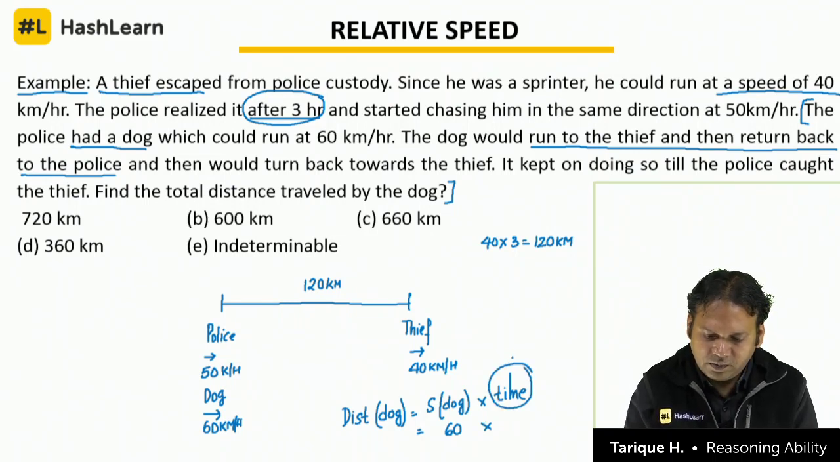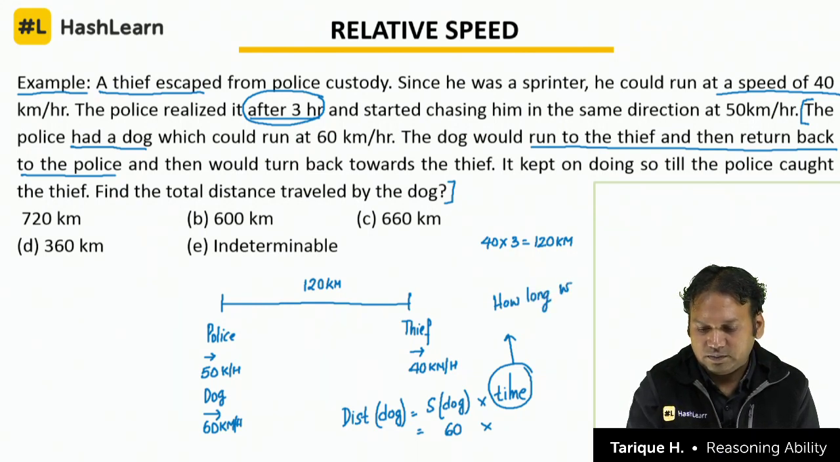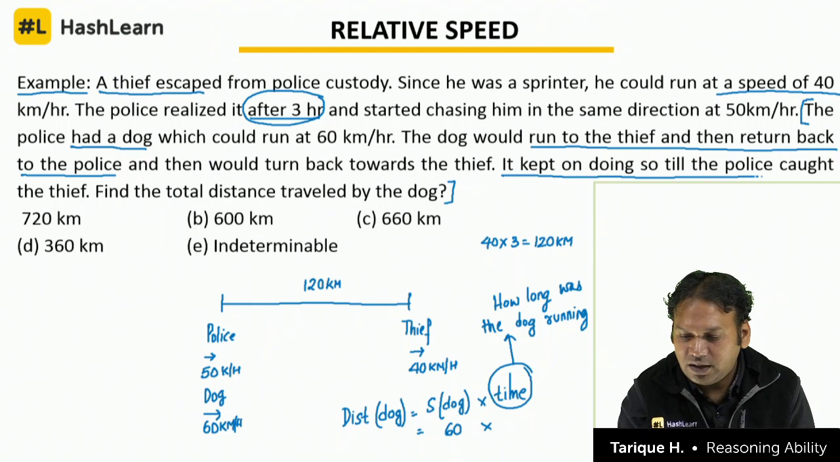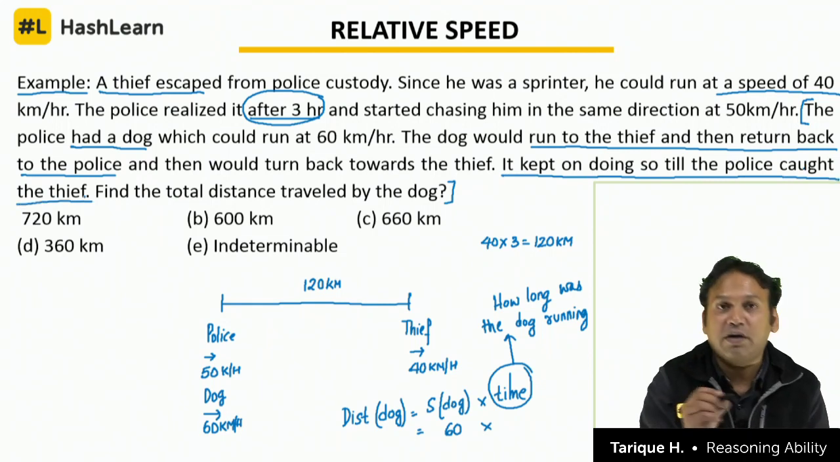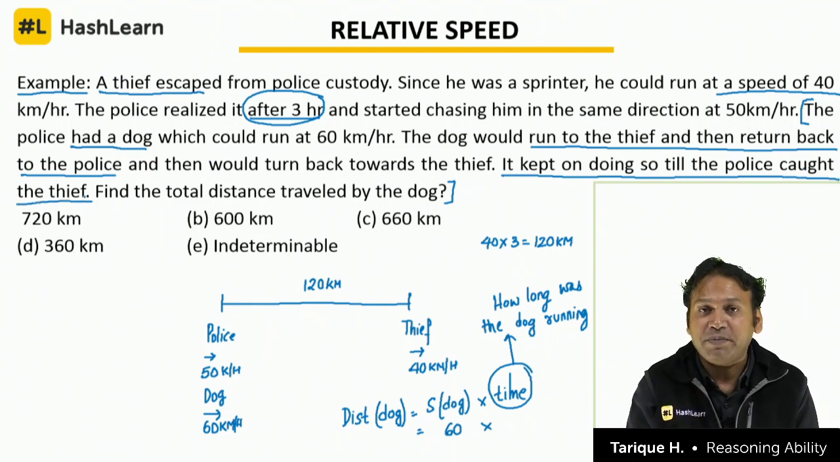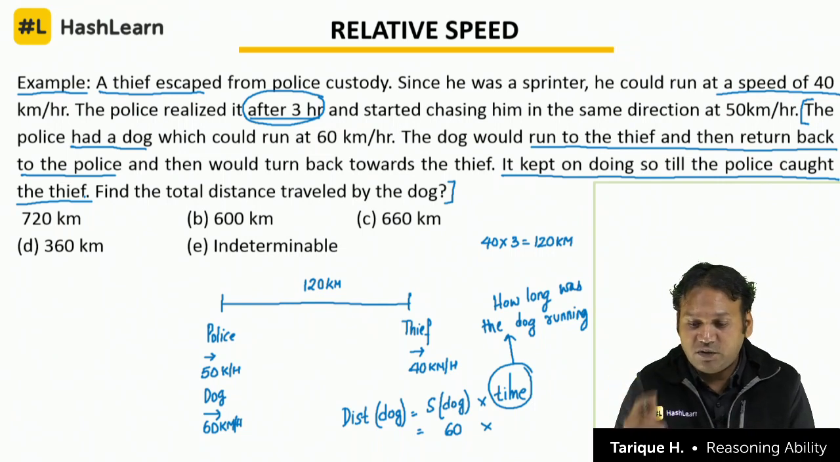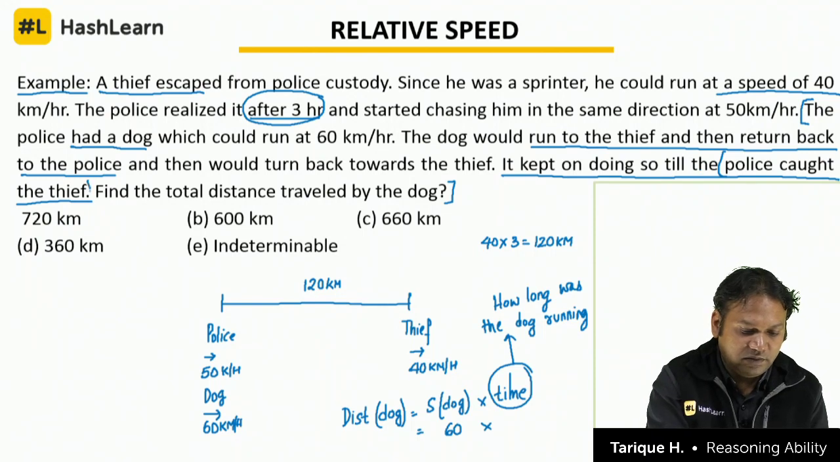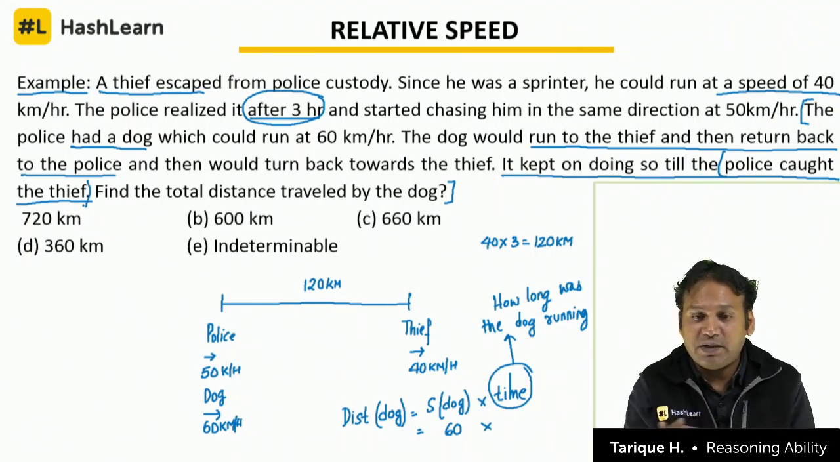For how long time? क्या पता करना है, how long was the dog running? और इसका आंसर जो है वो क्वेश्चन में ही है, it kept on doing so till the police caught the thief. कब तक डॉग रन कर रहा था, till the time the police caught the thief. So basically हमें पता क्या करना है, time taken by the police to catch the thief, and that is a basic question of relative speed.